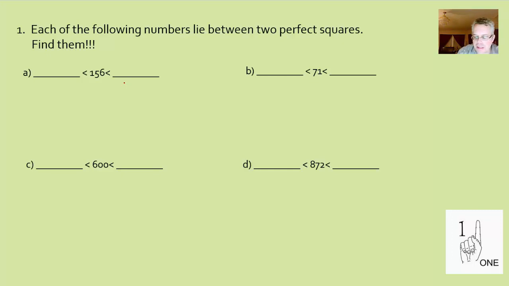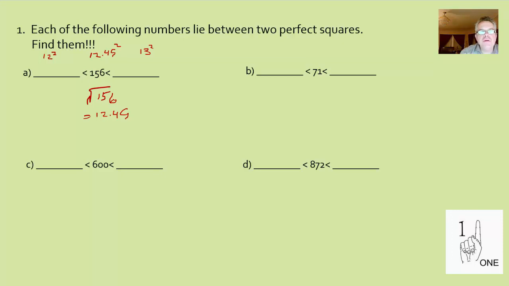The secret is to take the square root of 156. If you didn't catch that in class, that was what I was showing some people. The square root of 156 is 12.49, so 156 is about 12.49 squared. Now, 12 squared would be less than that, because 12 is less than 12.49. And 13 squared would be bigger than that. So that's how I find the two numbers that surround 156.